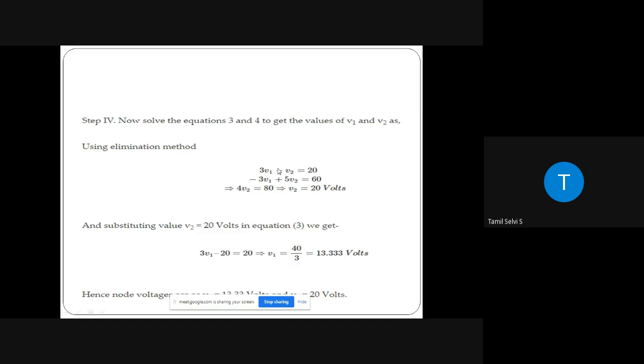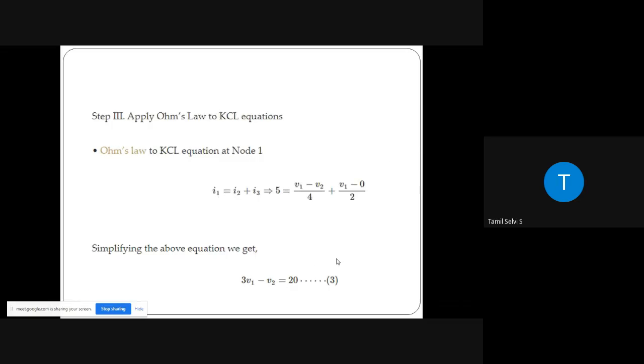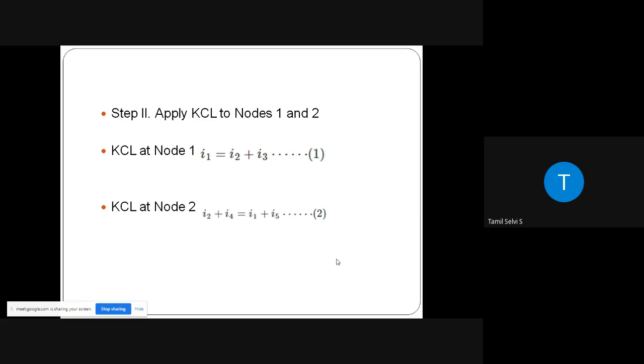So now, by using an equation solving method, you take 3V1 minus V2 equal to 20 and minus 3V1 plus 5V2 equal to 60. If you solve these equations, 4V2 is equal to 80, where V2 is equal to 20 volts. Now let's substitute the value V2 equal to 20 volts in this equation, then you get 3V1 minus 20 equal to 20. So V1 equal to 40 by 3, which is 13.33 volts. So the node voltages are V1 is 13.33 volts and V2 is 20 volts. So this is a simple node analysis problem.